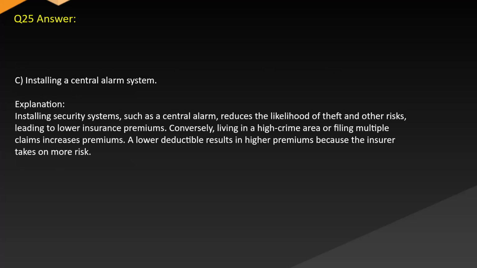Answer C. Installing a central alarm system. Explanation. Installing security systems, such as a central alarm, reduces the likelihood of theft and other risks, leading to lower insurance premiums. Conversely, living in a high crime area or filing multiple claims increases premiums. A lower deductible results in higher premiums because the insurer takes on more risk.